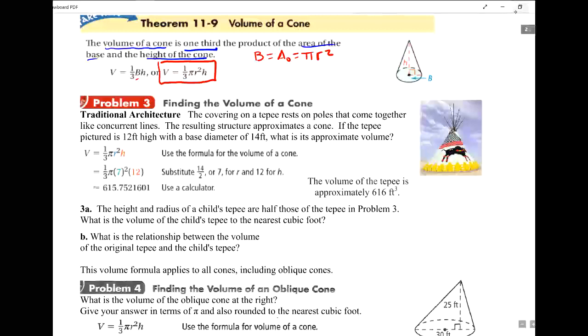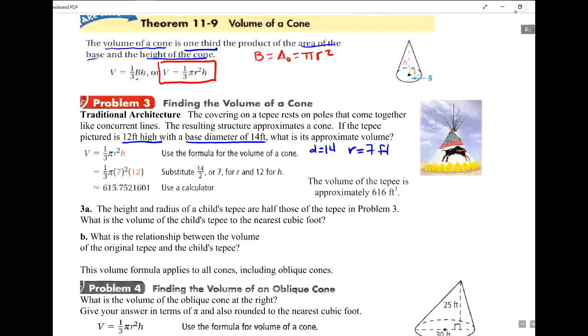Now, let's look at our example here. We have a teepee, and teepees are approximated by a cone. Our teepee is 12 feet high with a base diameter of 14 feet. We want the volume. The most difficult thing here is we are given diameter, which means we need to find radius, because with all circles, radius is what's going to be important. And then we write our formula. Don't forget that 1/3. 1/3 pi r squared h.